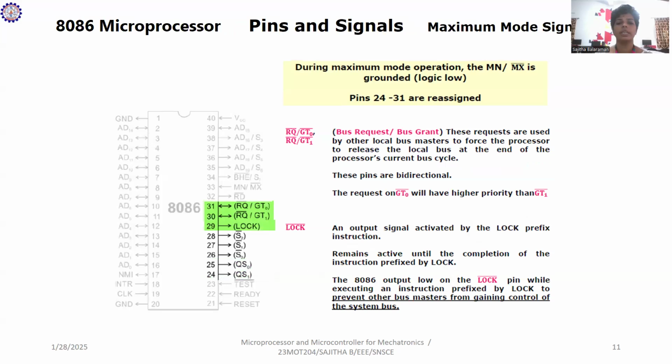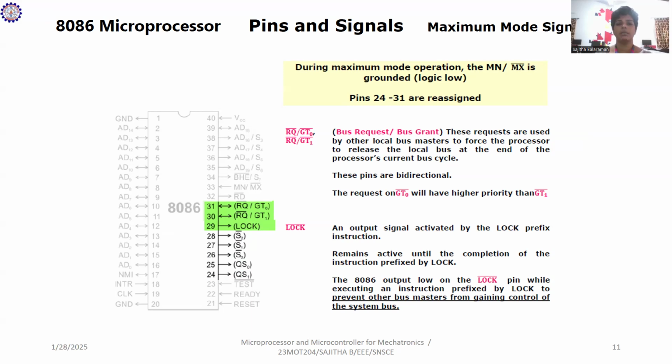Now the remaining pins, RQ bar slash GT0 bar and similarly RQ bar slash GT1 bar. This is nothing but the bus request and bus grant. These requests are used by other local bus masters to force the processor to release the local bus at the end of the processor's current bus cycle.